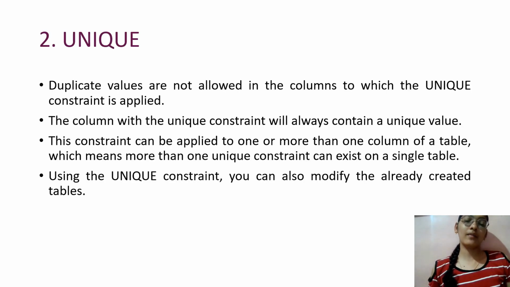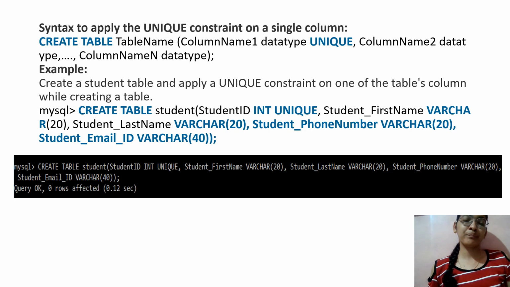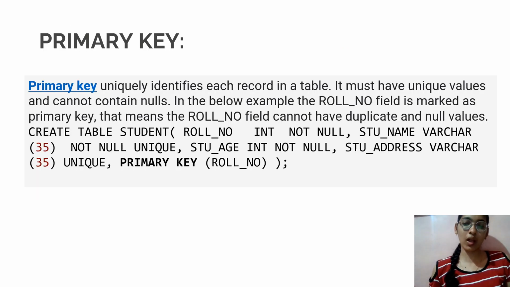Unique. Duplicate values are not allowed in the columns to which the unique constraint is applied. The column with the unique constraint will always contain a unique value. This constraint can be applied to one or more than one column of the table, which means more than one unique constraint can exist on a single table. Using the unique constraint, you can also modify already created tables. Syntax is as below. We can see the example also. We can run the below code in MySQL or SQL.